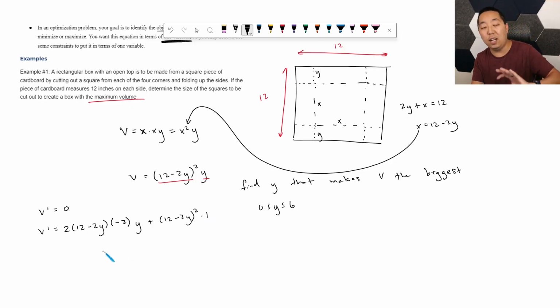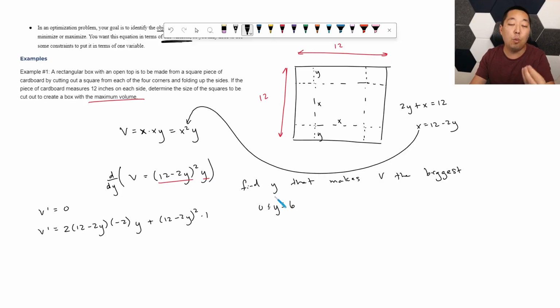Now, notice, unlike related rates or implicit differentiation, I'm taking the derivative with respect to y, because I'm picking the y that's going to maximize it. So it's not like I need to throw in any dy dt's or dy dx's, because I'm not taking the derivative with respect to x. I'm just taking the derivative with respect to y, because I'm choosing the y that's going to make this as big as possible.